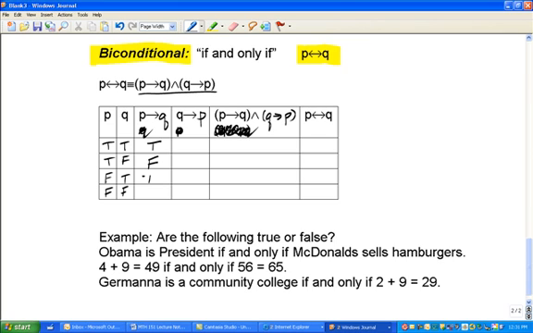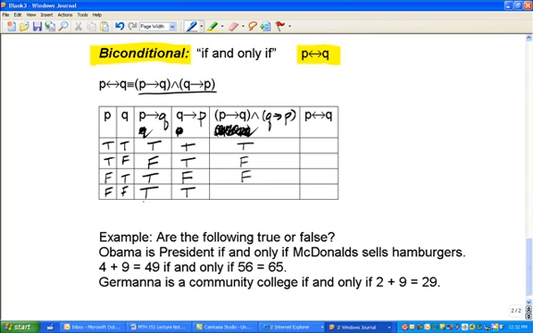Now we're going the other way. This time Q is the antecedent and P is the consequent. So if true then true is true. If false then true is true. If true then false is false. And if false then false is true. Now we have to have both of these. So true and true, false and true, true and false, true and true.